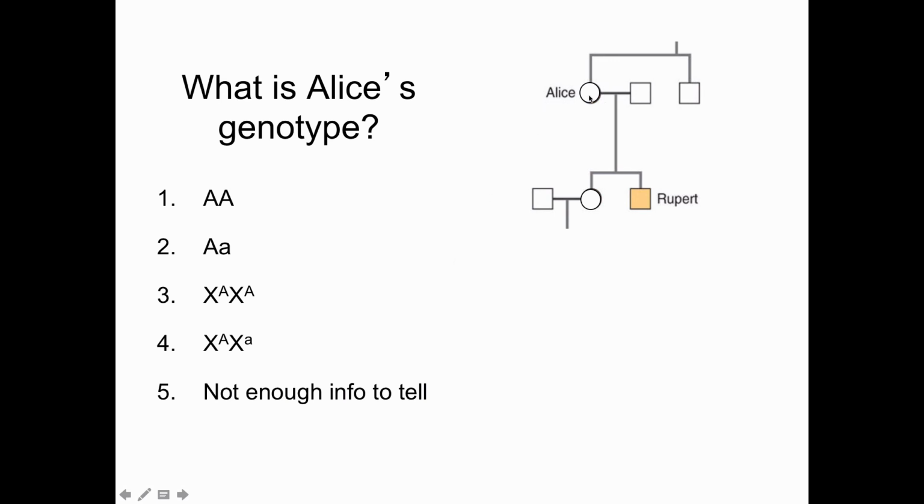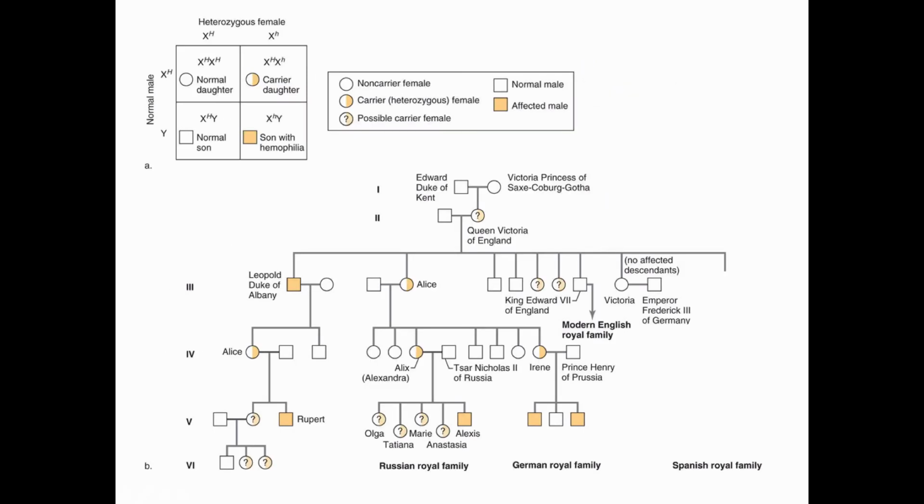We know Alice does not have it, but her son has it. So she has to have one recessive trait for it, but not two. If she had two recessive traits for it, she would be a hemophiliac. If she had no recessive traits for it, her son would not be a hemophiliac. He had to get this from her, and she has to carry it. So that gives us answer number 4 is the correct answer: big X, big A, big X, little a.